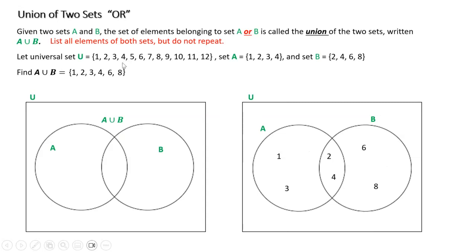Now, we have to take into consideration, again, the universal set. So whatever's not inside the two sets has to be outside the sets, but within the rectangle, which represents the universal set. So we got 1, 2, 3, 4, the 5's missing. We got the 6, so the 7's missing. We got the 8, now we put the 9, the 10, 11, and 12. That's how you represent it.